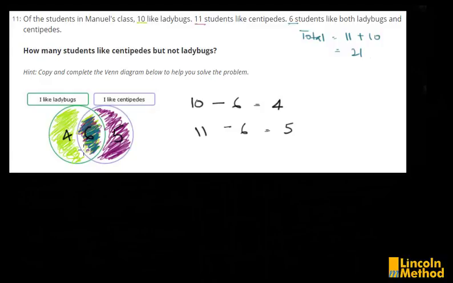And let's read the question again. How many students like centipedes but not ladybugs? We have our answer here. So the number of students who like centipedes but not ladybugs is 5.